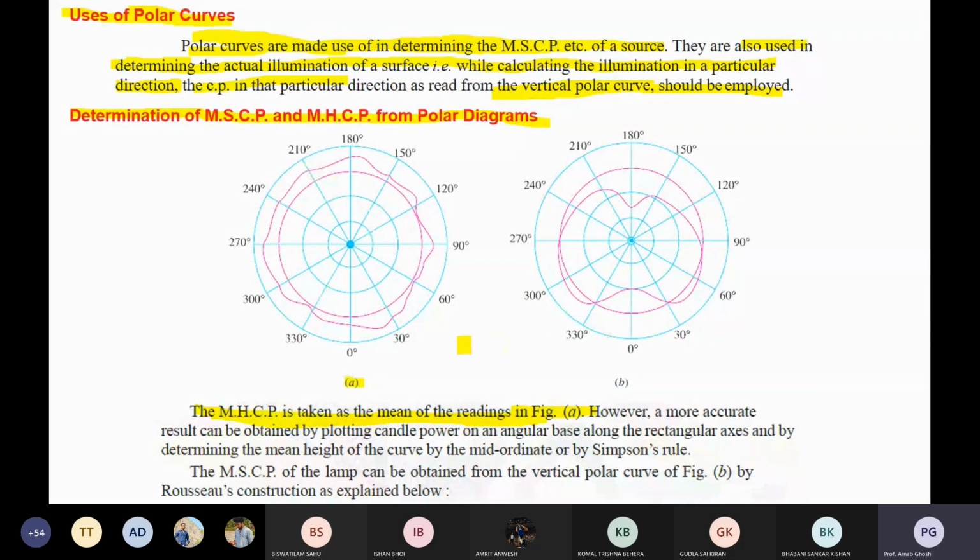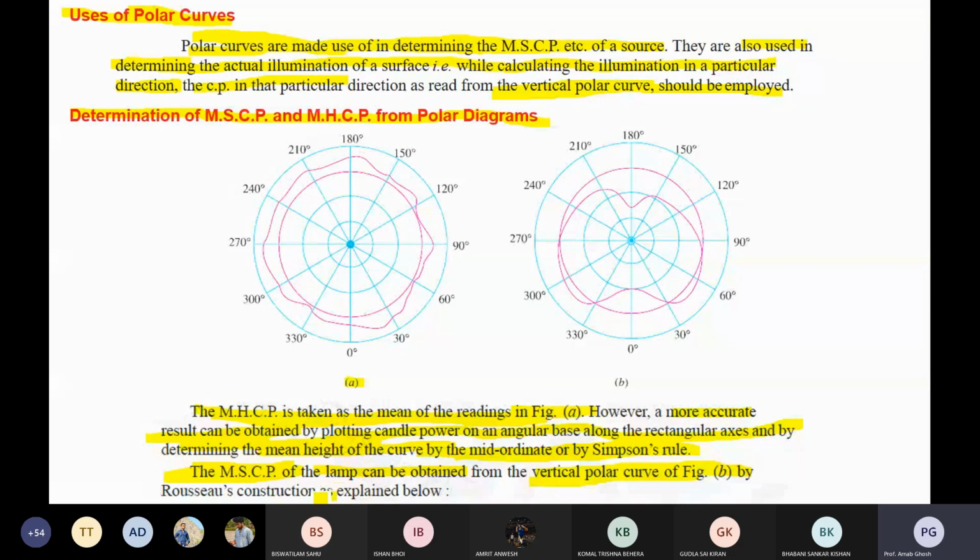And MSCP is the mean spherical candle power. For the lamp, it can be obtained from the vertical polar curve of figure B by Rousseau's construction, explained below. So one by one you can calculate it. Both cases are there, case A and case B. Here you know the spherical reduction factor and MSCP formula: it is the area of the Rousseau figure divided by the length of the base. The Rousseau figure is this one, which you have to calculate.